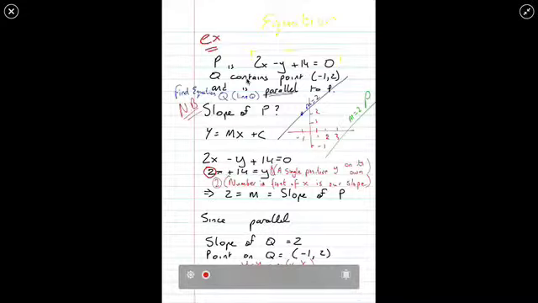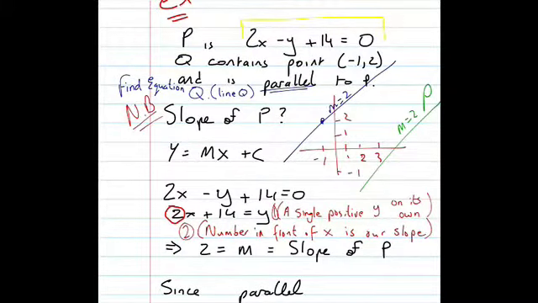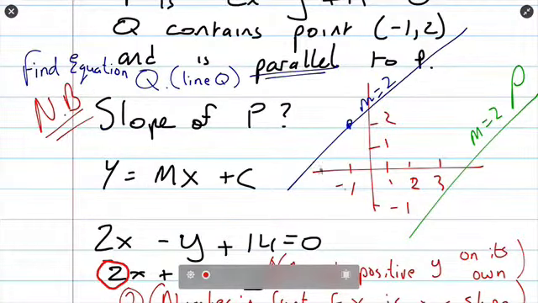Next thing, I'll read through it again. P is 2x minus y plus 14 equals 0. Q contains a point minus 1, 2 and is parallel to P. Then I notice parallel. When I see parallel, I'm thinking of what, Liam? Yeah, the word I'm looking for there is slope. Still not a notion what's going on, I'm going to draw out a picture. I don't know where P is, but I just want to draw a rough picture. Stick P there someplace, and I know that Q goes through the point minus 1, 2. So I draw a rough picture there, and I know that they're parallel.